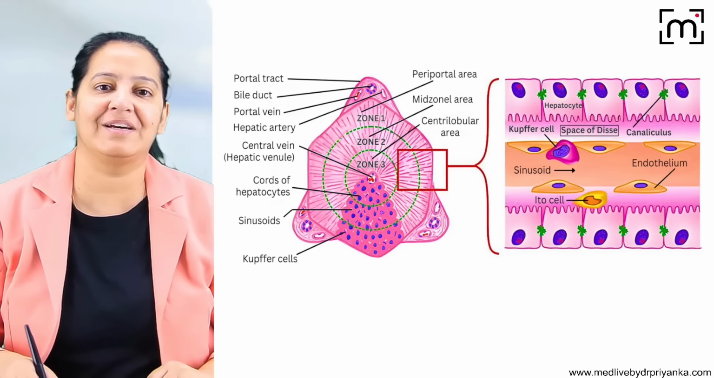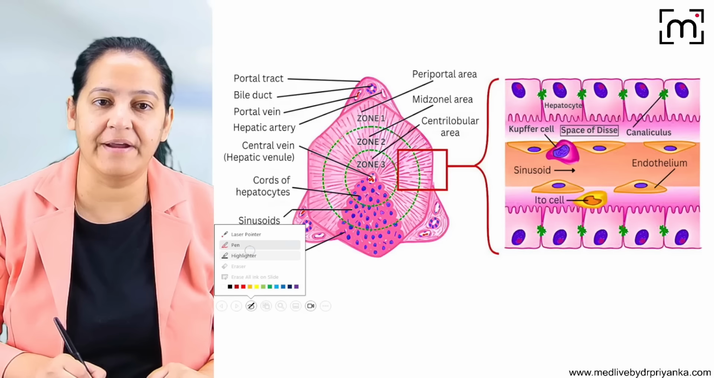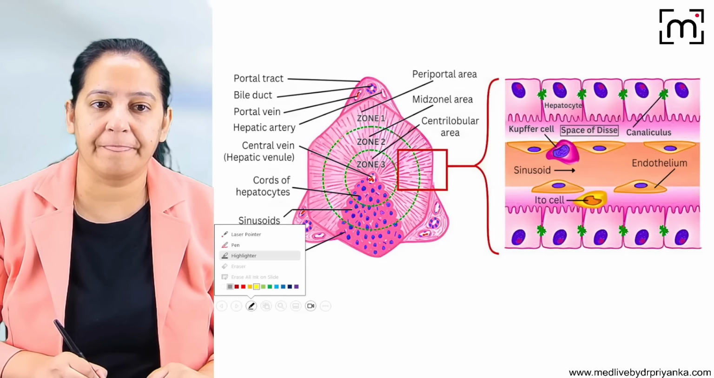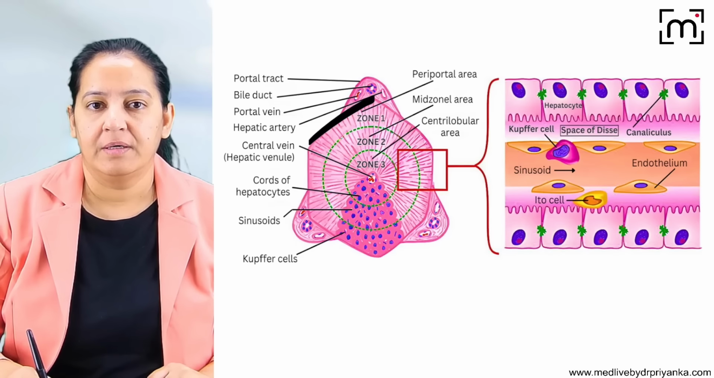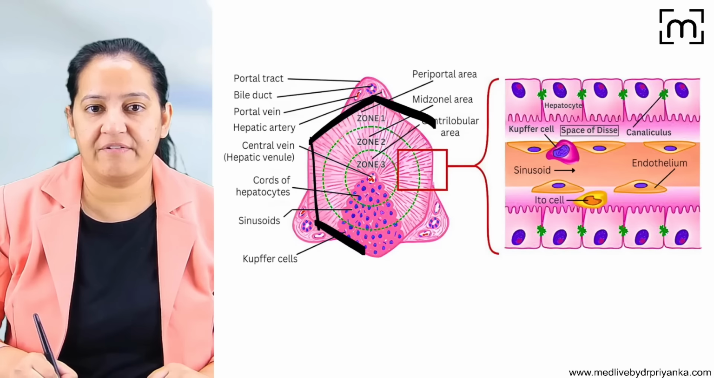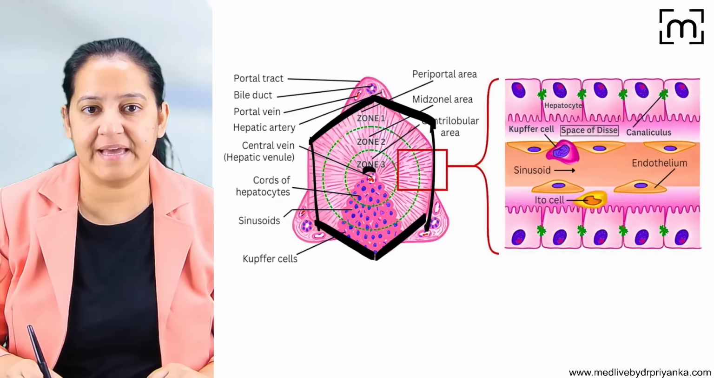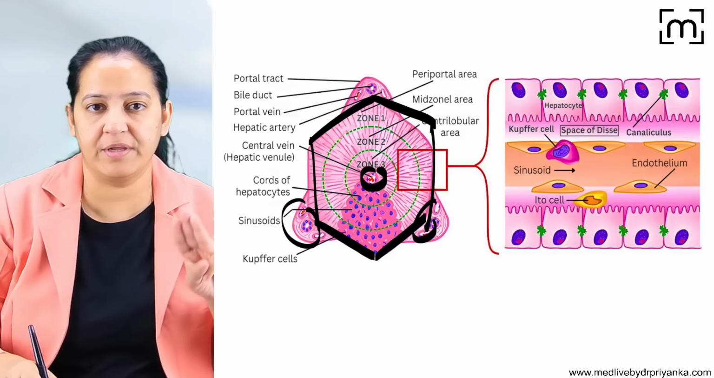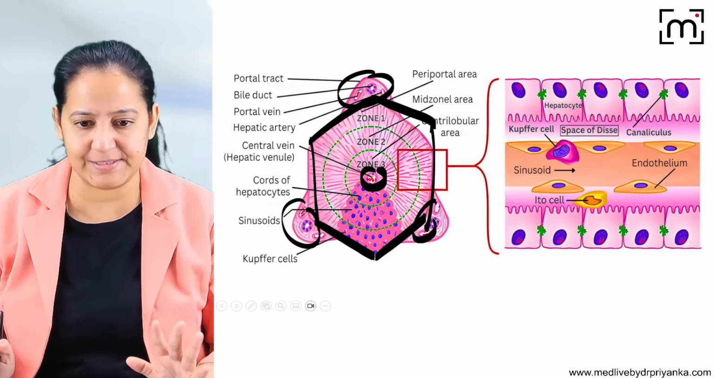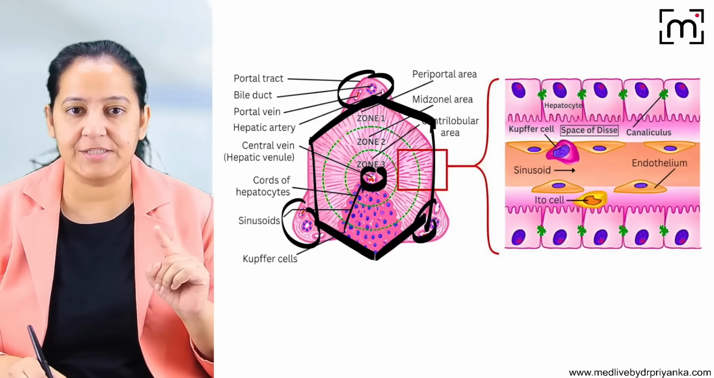The same thing you can see here. You can see a classical hexagon here. Appreciate the classical hexagon. Let me show you. This is the classical hexagon we have talked about. You can see the central vein. You can see the portal triads. Here only 3 portal triads are shown. They can be 3 to 6. Now these are the cords of hepatocytes we are talking about.